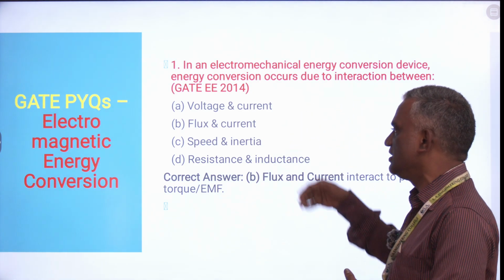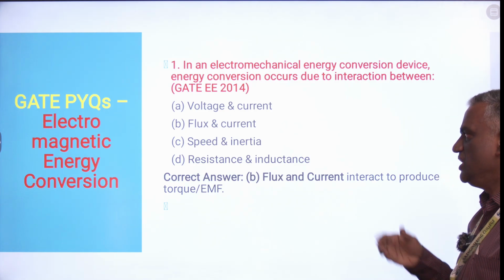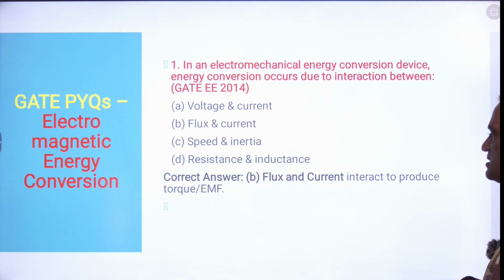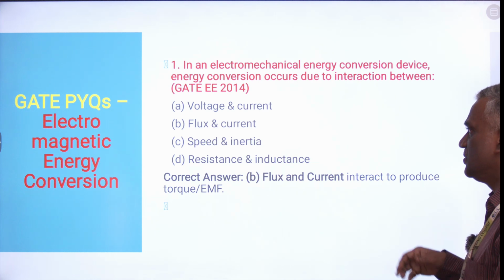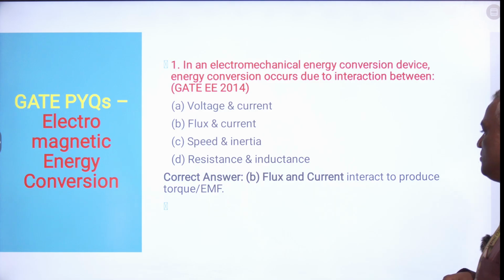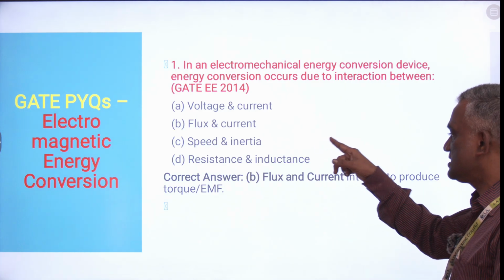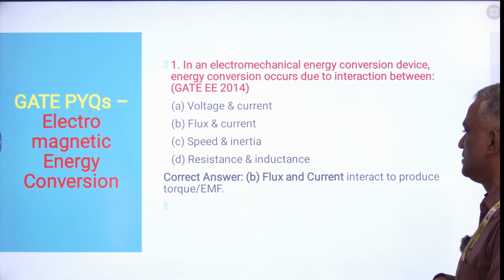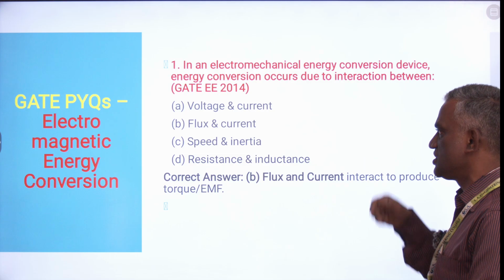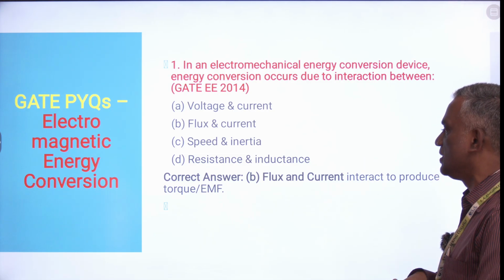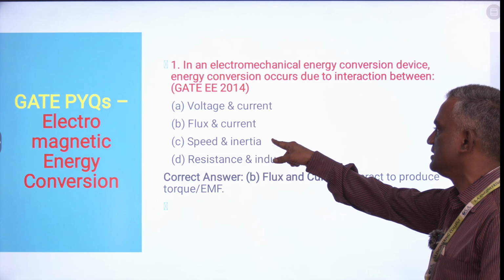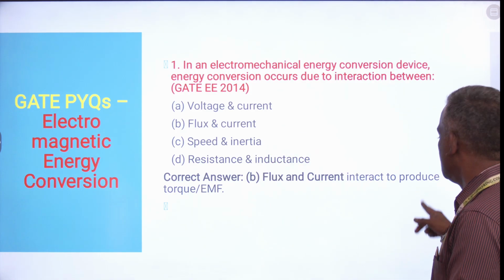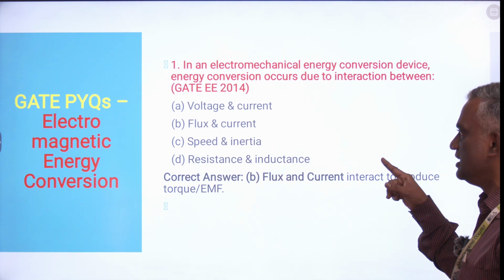The options given here are: A is voltage and current, B is flux and current, C is speed and inertia, and D is resistance and inductance. As we discussed, the correct option will be B, which is nothing but flux and current. Why? When the flux interacts with the current, torque or EMF will be produced. You cannot proceed with the other options. Other options will not help to produce the torque or EMF. Only the flux along with the current will be interacting and then producing the torque or EMF. So this is a question asked in GATE EE 2014.